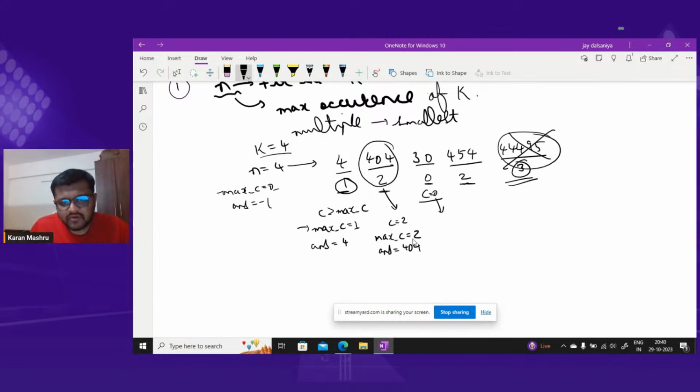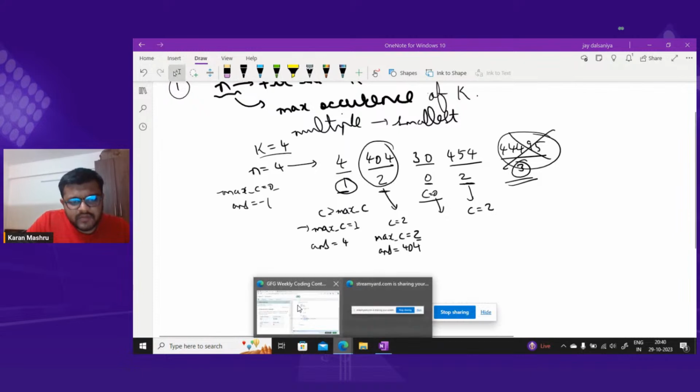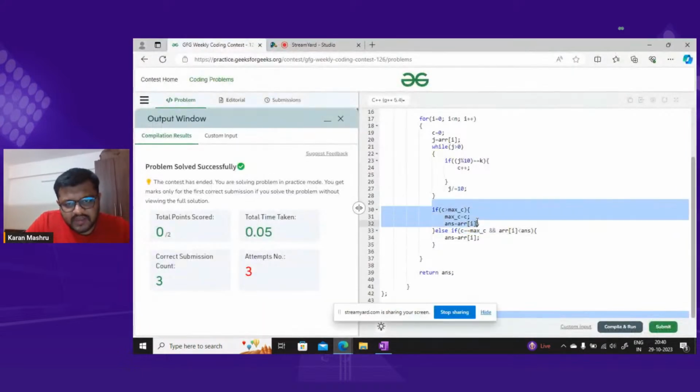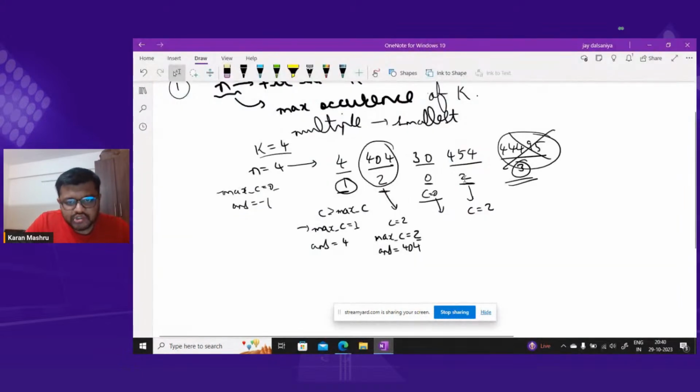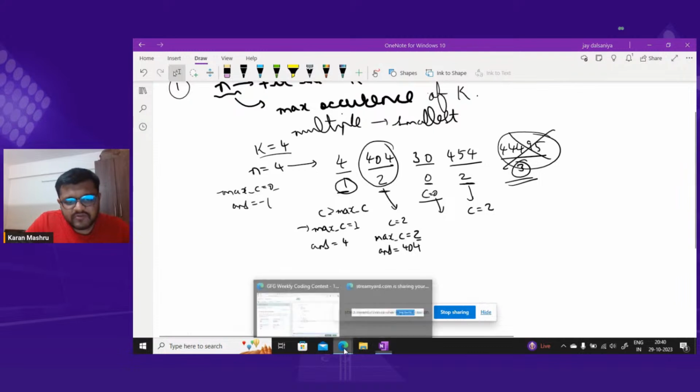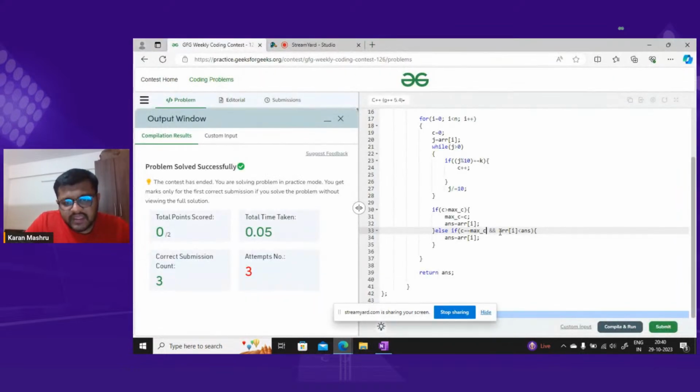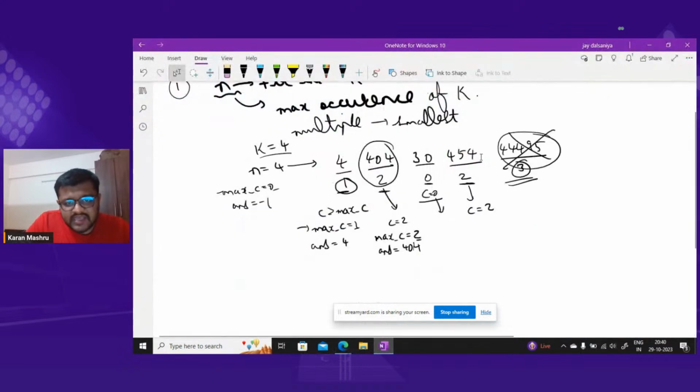Then we come here. Here my count is 2 and my max count is also 2, so my if statement will not be executed, since count is not greater than max count. But else if count is equal to max count, yes, this is true, my count is 2 and max count is also 2. Now it will check the second condition. If array element is less than answer, so is the array element less than answer, 454 less than 404? No, so it will not change.